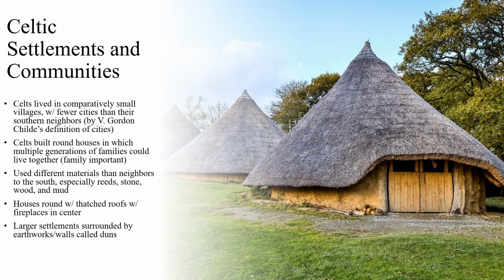So these Celtic houses were built with local materials: wood, reeds for thatched roofs, and a little bit of stone and then mud and reeds, what's often called wattle and daub, to make the walls of their homes. So they're adapting to their environment in the way that other civilizations, like the Mediterranean civilizations, adapted to their environment. Larger settlements with bigger populations would build earthworks or walls called duns or dunes, depending on the Celtic dialect being used, which would have been used to protect larger communities.